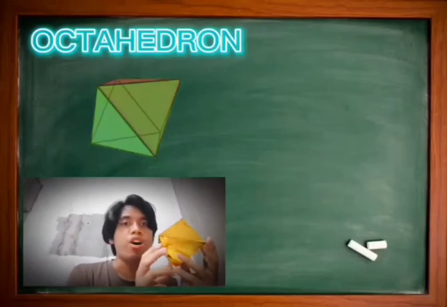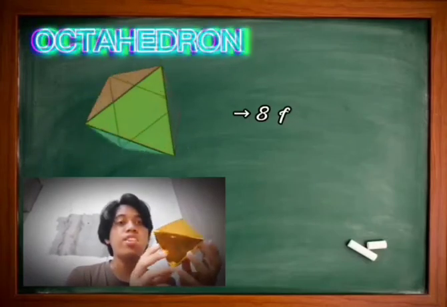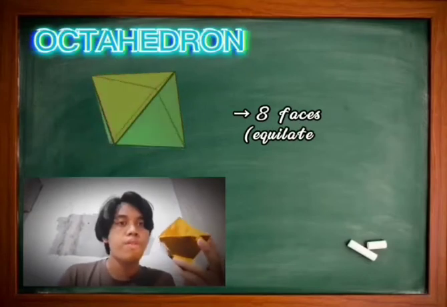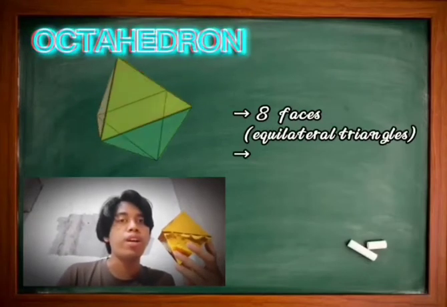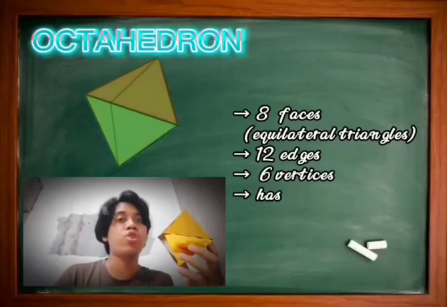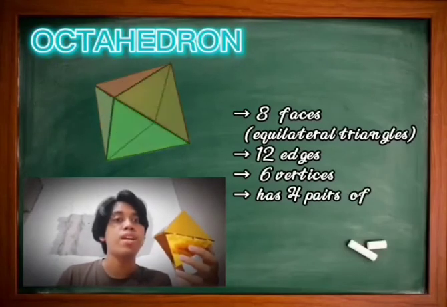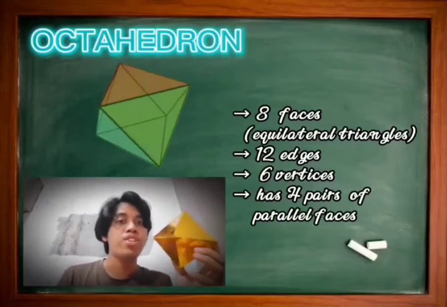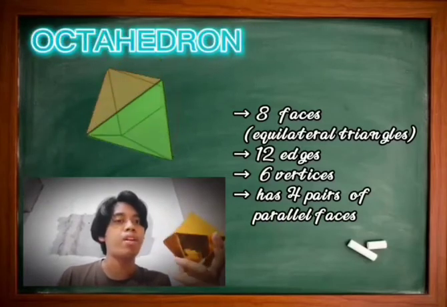This one is an octahedron and it has 8 triangular faces. From the Greek, 8-face or 8-sided, the octahedron is 8 equilateral triangles joined along 12 edges to make 6 vertices or corners. The shape has 4 pairs of parallel faces.